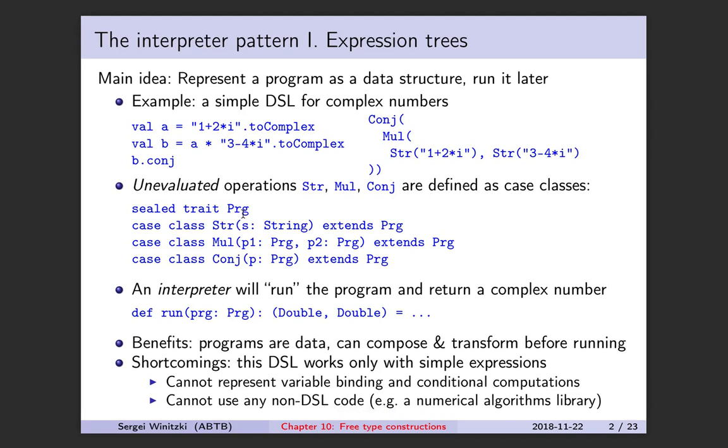This is a design pattern where you represent your program as a data structure and you program an interpreter to run your data structure. So, as an example, consider this domain-specific language for complex numbers. It's a very simple language. It has three operations: to create a complex number out of a string, to multiply complex numbers, and to compute the complex conjugate number.